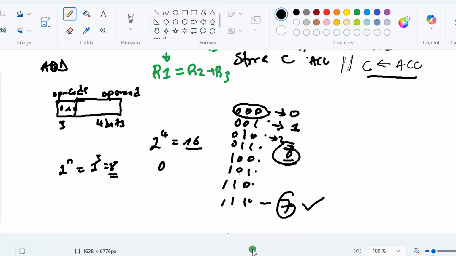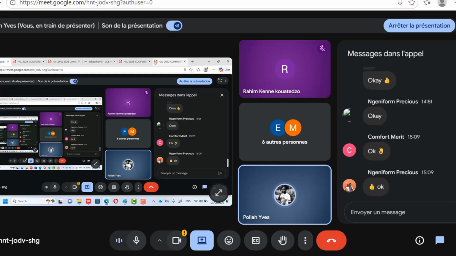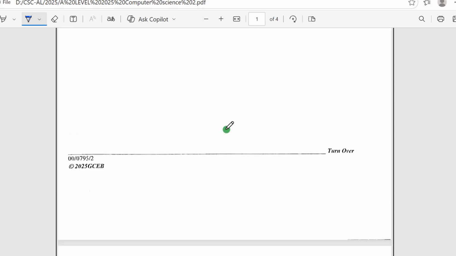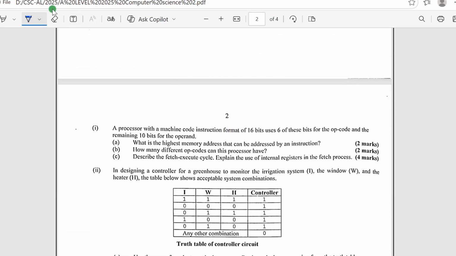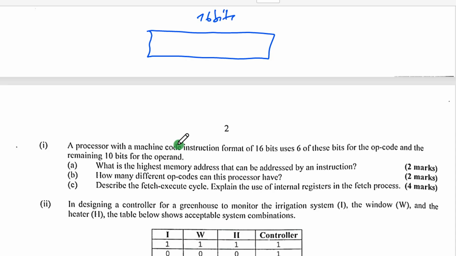Let me just go to the paper. This is where some students had problems with that June 25 question. Yes, June 25 question 1. Look at question 1. They say a processor with a machine code instruction of 16 bits, meaning that all this instruction is 16 bits.